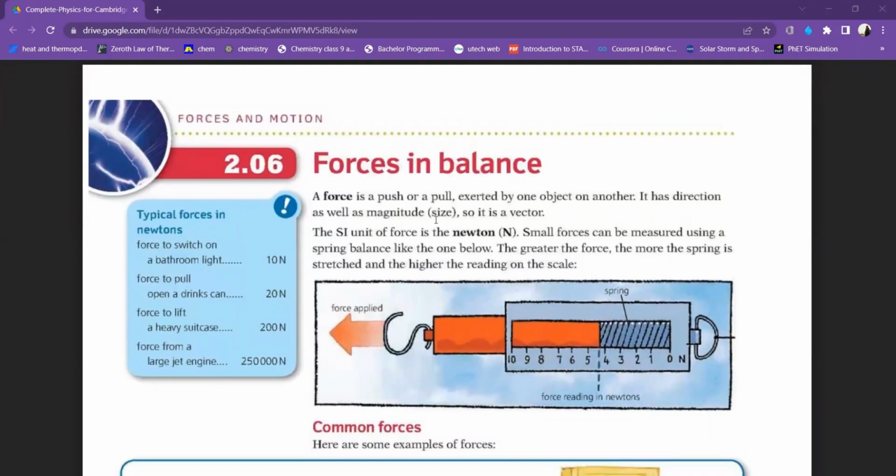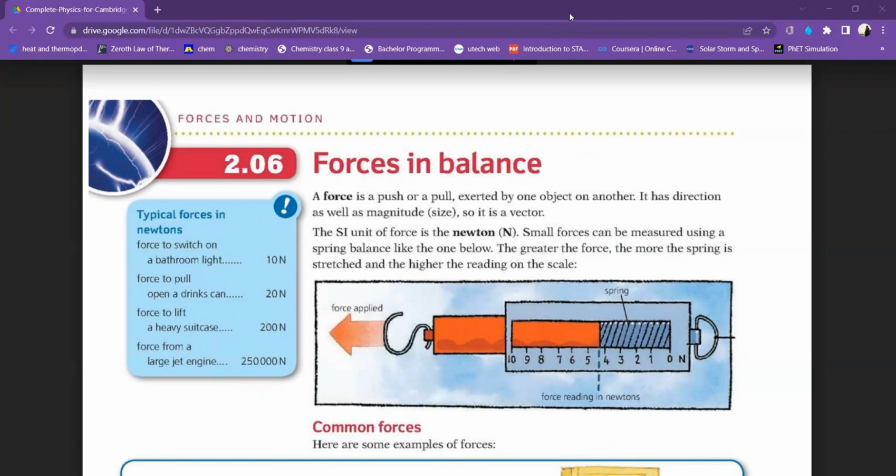Let's continue the new lesson here. Forces in balance. So forces in balance का क्या मतलब होता है? When the forces are in balance, actually we are talking about the net force that is equal to zero. And that happens only when you are having equal magnitude of forces acting in opposite directions, right?